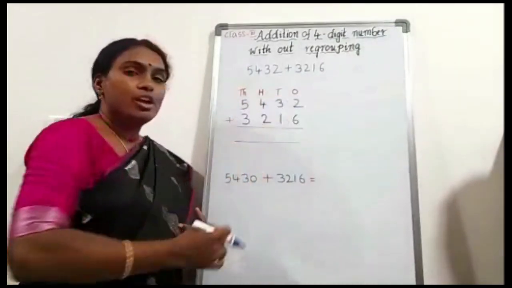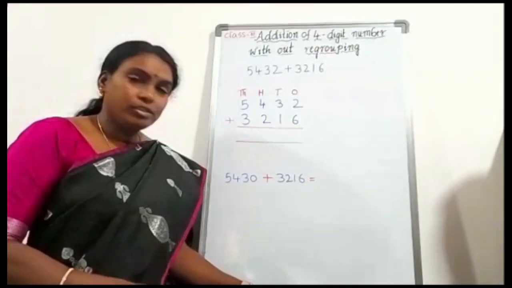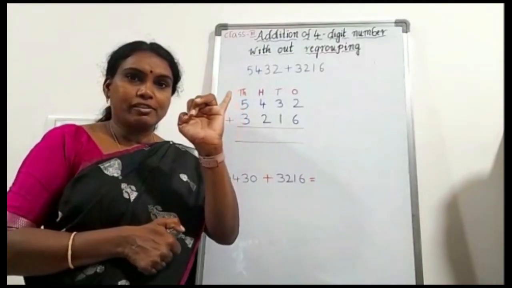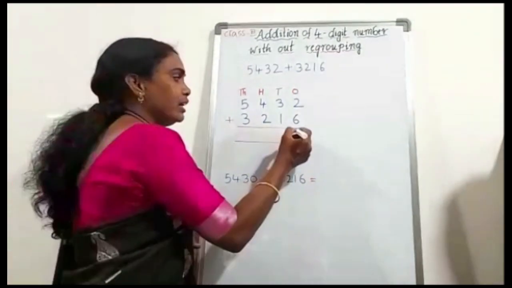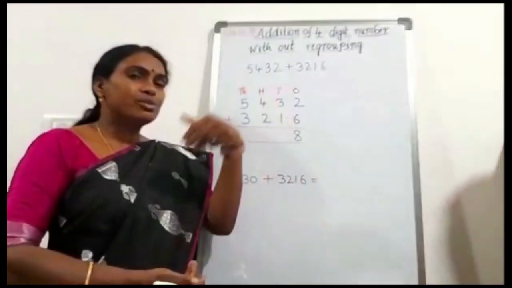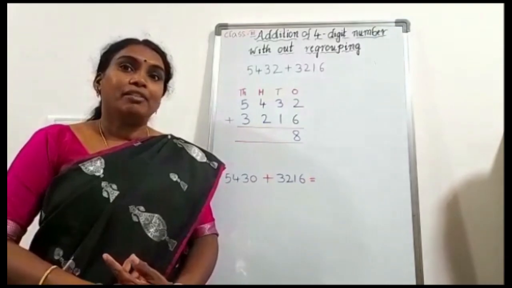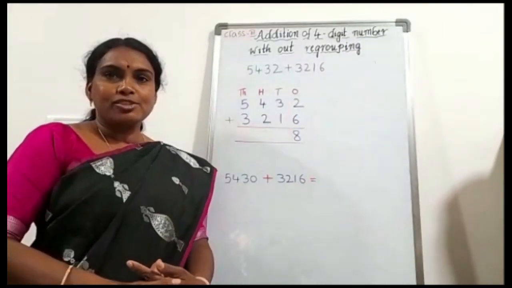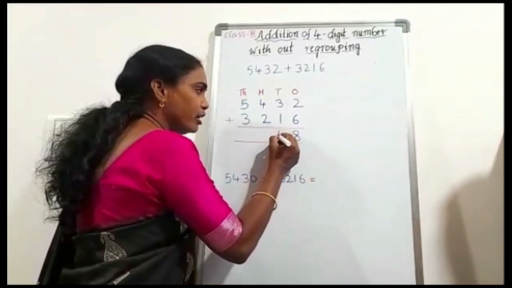In the ones column there are 2 ones plus 6 ones. 2 plus 6. 2, after 3, 4, 5, 6, 7, 8. So 2 plus 6 is 8. We write 8 under the ones column. Okay children? Then go to the tens column. In the tens column there are 3 tens plus 1 ten. Already you know that, the adding 1 property. So 3 plus 1 is 4. 4 tens. So we write 4 tens under the tens column.